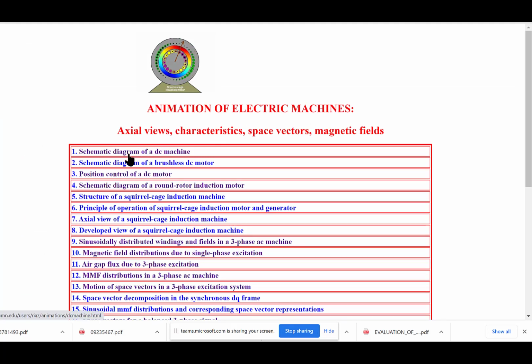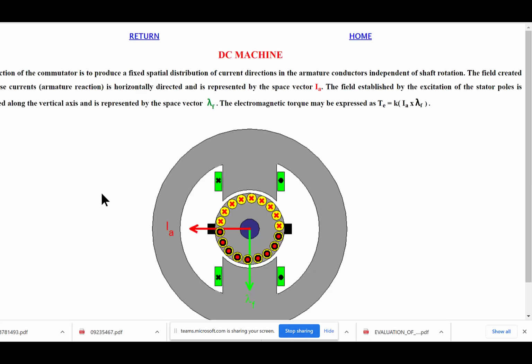I've shown you one of these before, but we can look at these animations of how these machines work, and this gives you some important insight. And here's the DC machine that we're talking about. To understand the effect of commutators and brushes is kind of difficult, but then the animation helps.